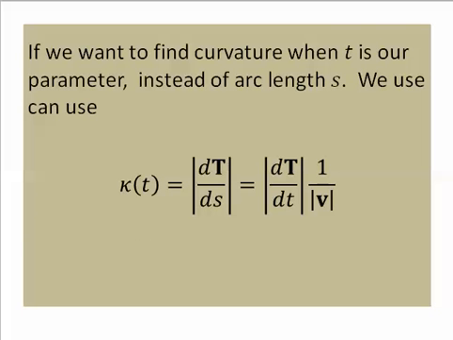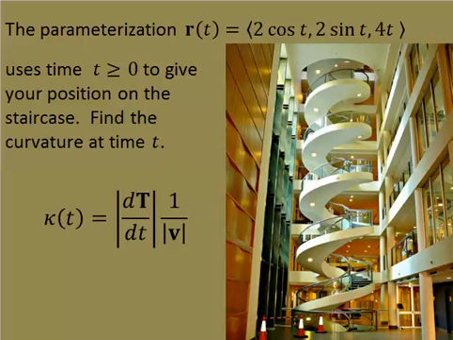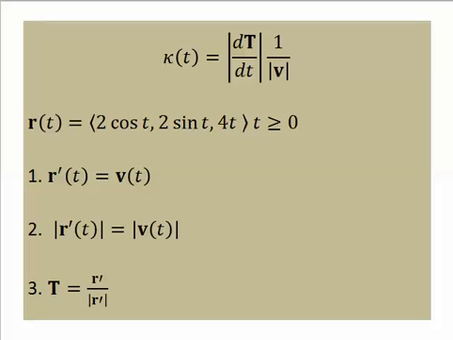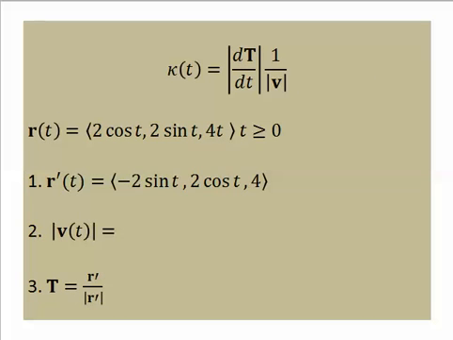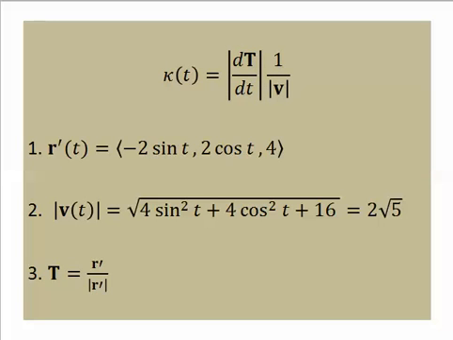If we want to find curvature when time is our parameter instead of arc length, we can use this formula. Let's find curvature of the helix. All right, find your velocity. Now, find speed. Lastly, find your unit tangent vector.